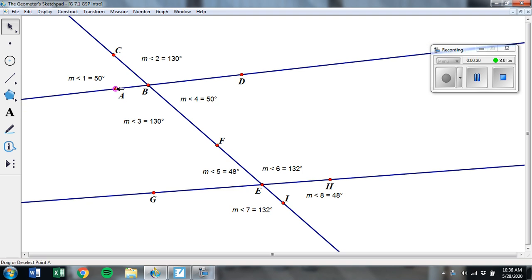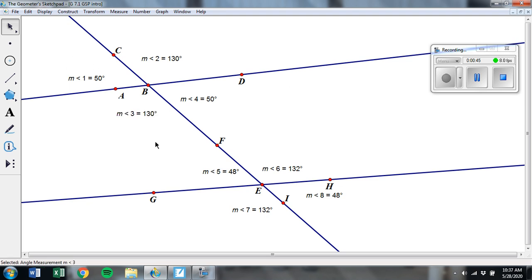You'll notice that these are what we call vertical angles, and these are what we call vertical angles. Notice they're the same. Same thing down here, 132, 132, those are vertical, and these are vertical. We've talked about that before.